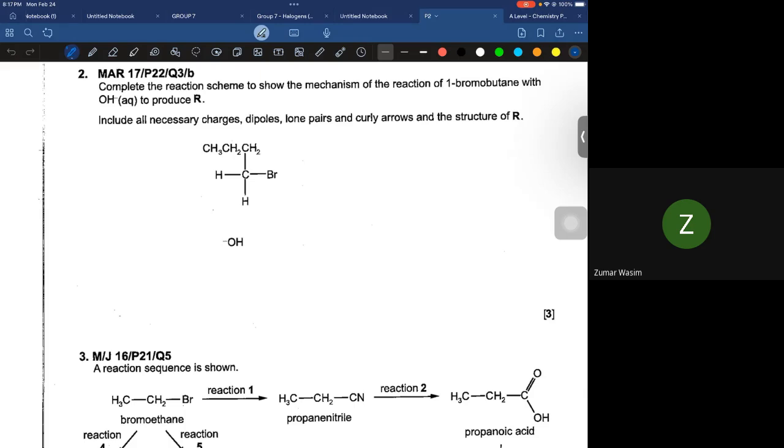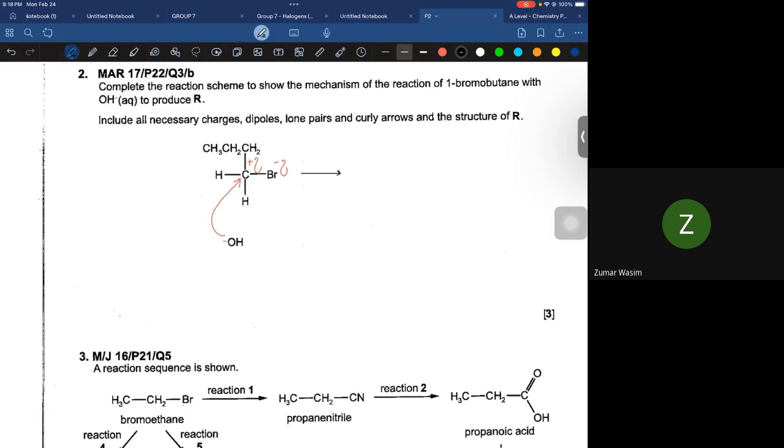So, this is your halogen, this is partial negative, this is your carbon, which is partial positive, and this is OH minus. So this is going to attack this carbon, that is partial positive carbon. And also this is your primary halogenoalkane, so it's going to give you an SN2 mechanism. Because for tertiary it gives SN1 mechanism and for primary it gives SN2 mechanism.